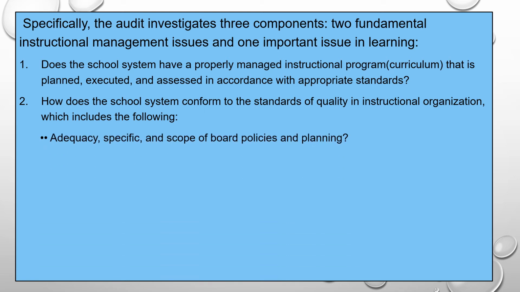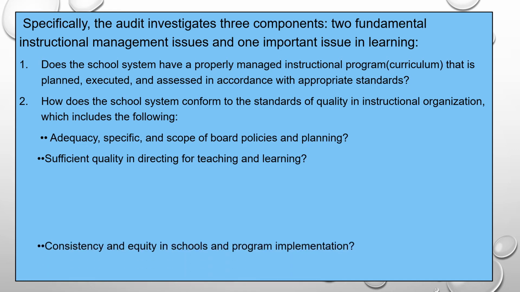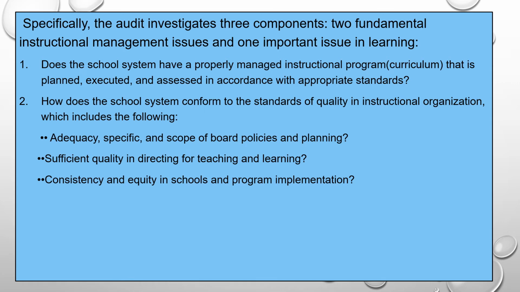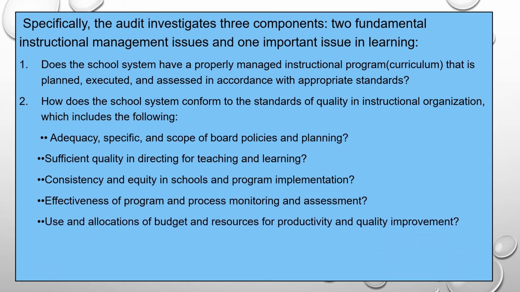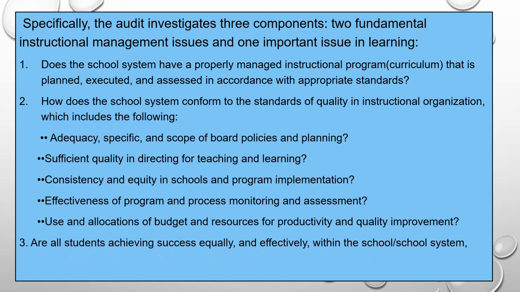A, adequacy, specificity, and scope of board policies and planning. B, sufficient quality and direction for teaching and learning. C, consistency and equity in schools and program implementation. And last, effectiveness of program and process monitoring and assessment. Another, use and allocation of budget and resources for productivity and quality improvement.